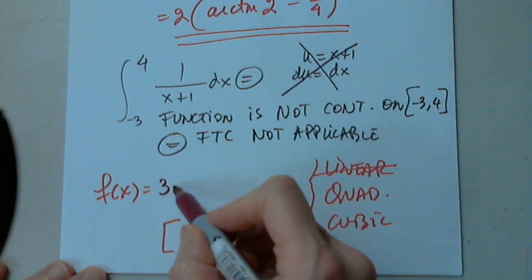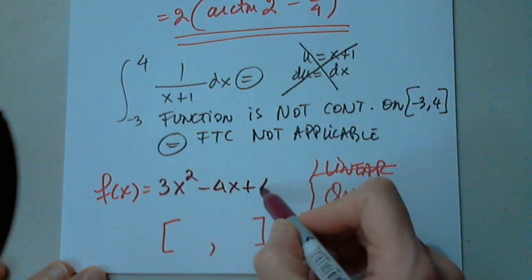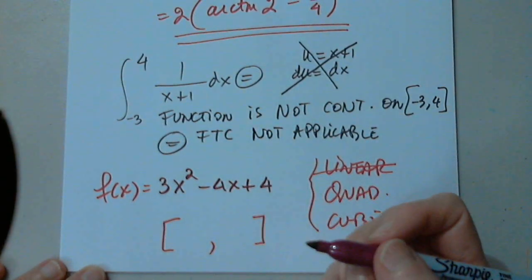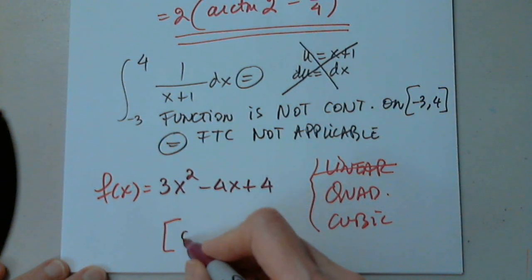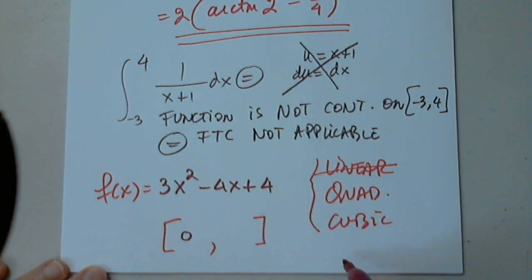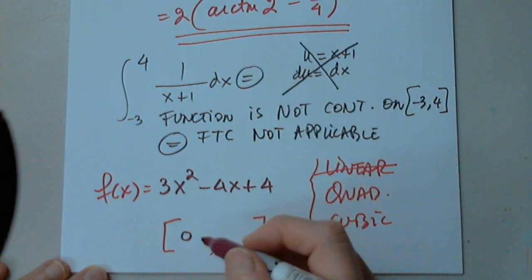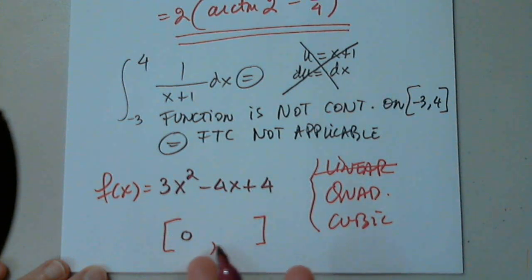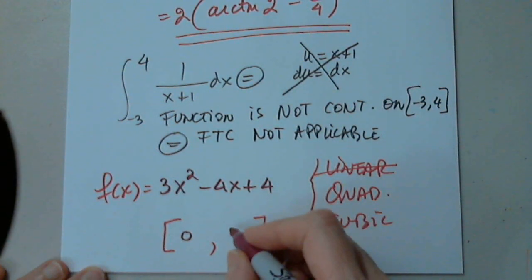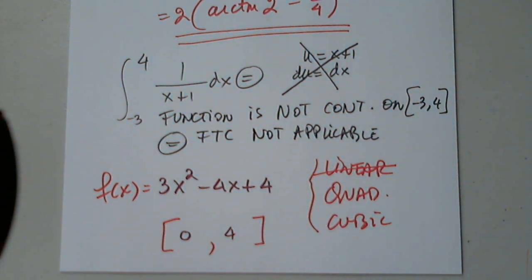I'm going to say 3x squared minus 4x plus 4. And I'm going to choose a decent interval that starts at 0, because if we start at any other number, it will get more complicated. We can also illustrate with any other interval. Of course, you can choose the interval. Let's say 0 to 4. Okay.